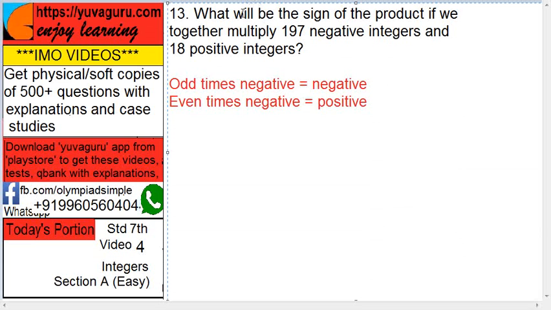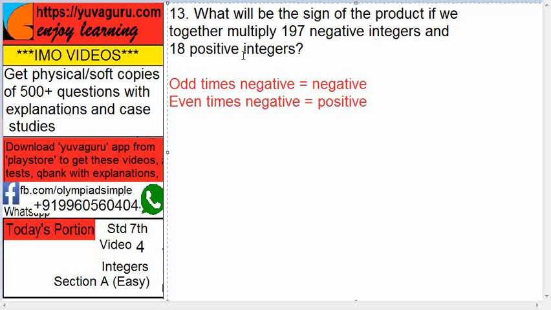What will be the sign of the product if we multiply together 197 negative integers and 18 positive integers? Remember one basic rule. Odd times negative equals negative. Even times negative equals positive. So in our case it is 197 negative, so odd times negative. This answer will be negative.